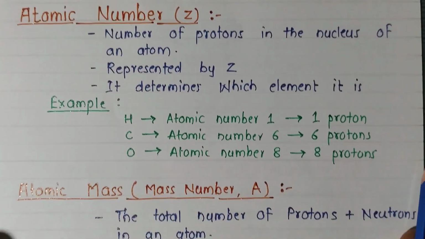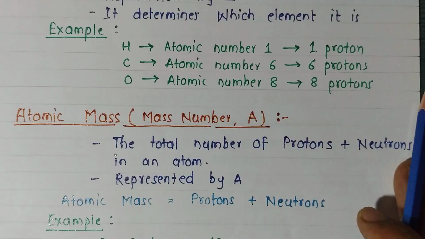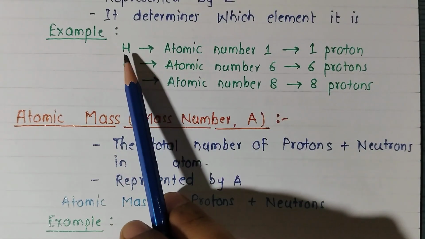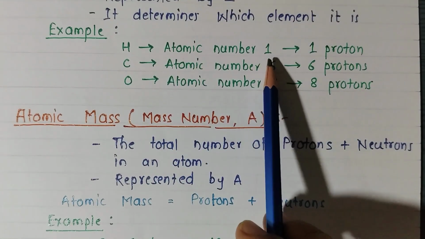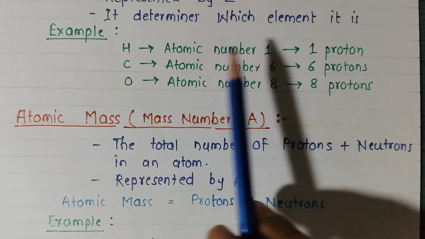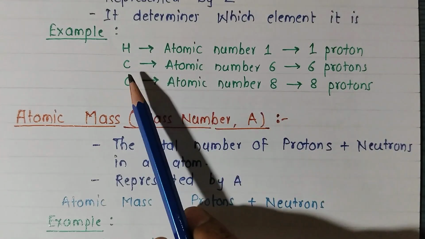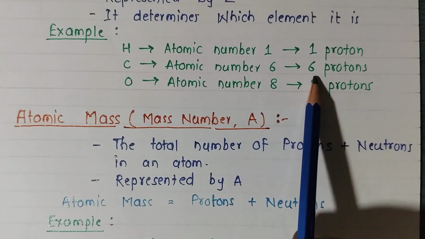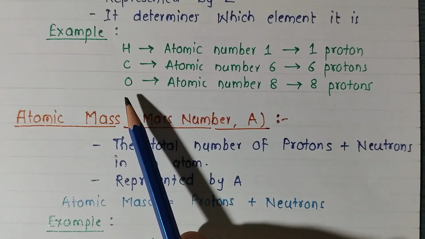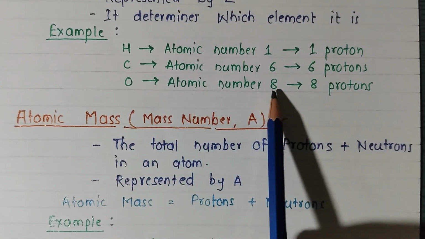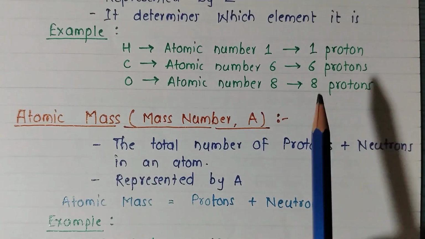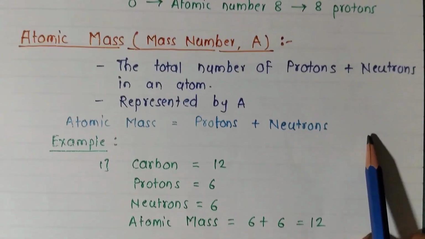Let's take some examples of atomic numbers. Hydrogen has atomic number 1. When we see the periodic table, hydrogen has atomic number 1, which means one proton is present in the hydrogen atom. Carbon has atomic number 6, meaning 6 protons are present in the carbon atom. Oxygen has atomic number 8, meaning 8 protons are present in oxygen. In this way we can identify the atomic number.